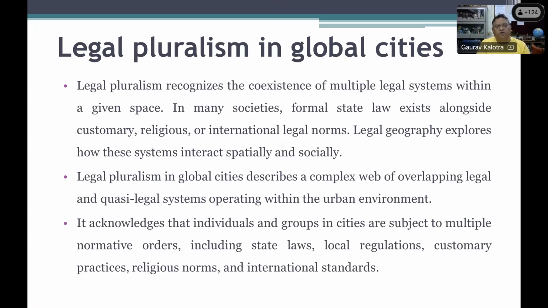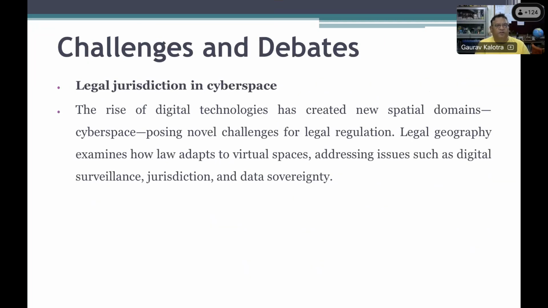Legal pluralism in global cities describes a complex web of overlapping legal and quasi-legal systems operating within the urban environment. It acknowledges that individuals and groups in cities are subject to multiple normative orders, including state laws, local regulations, customary practices, religious norms, and international standards.